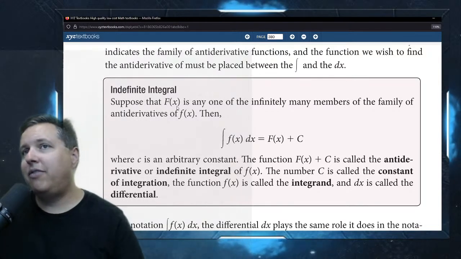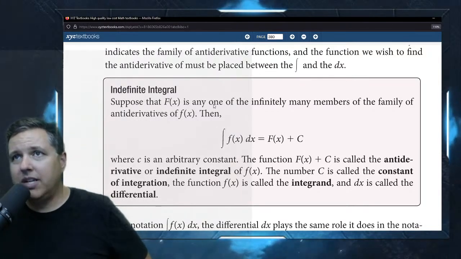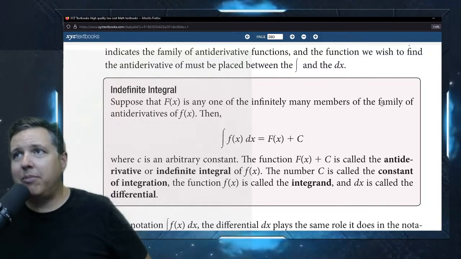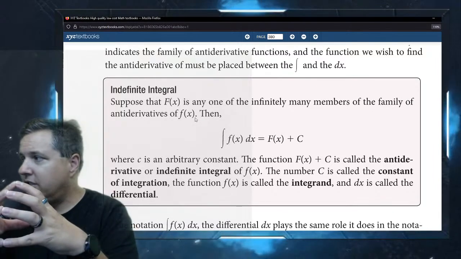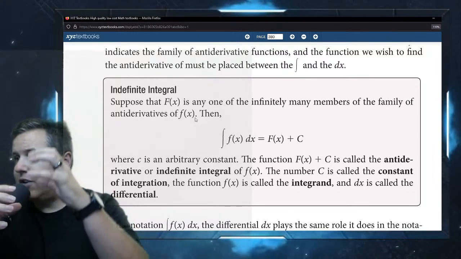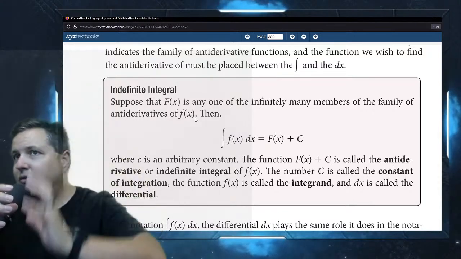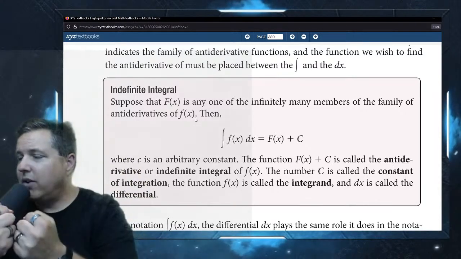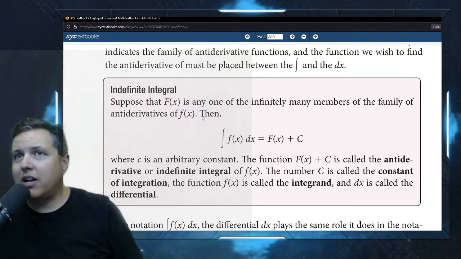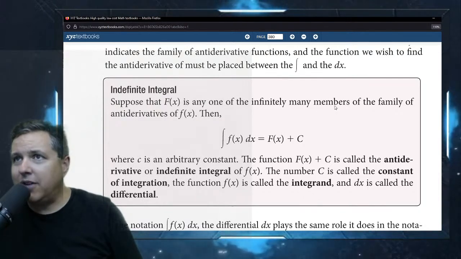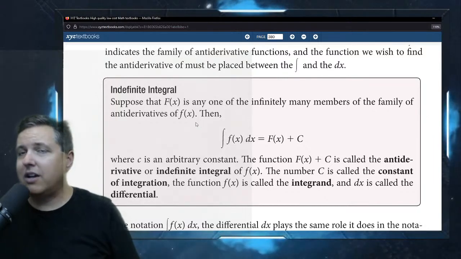Suppose that capital F of x is any one of the infinitely many members of the family of antiderivatives of f of x. In other words, we're talking about all those vertical translations of each other, where they all just differ by a constant. And when you take the derivative, you get the same thing for all of those. That's what they're talking about in this sentence.